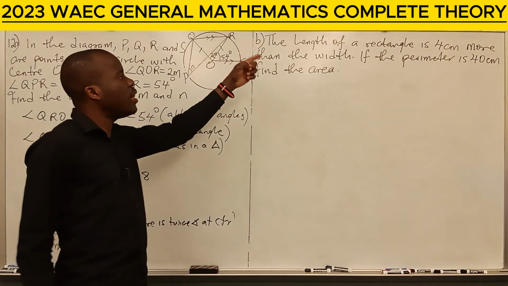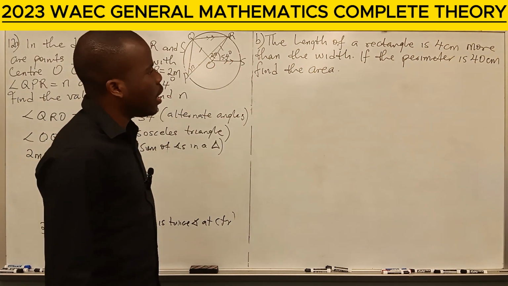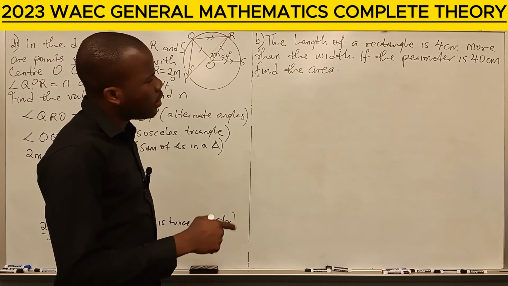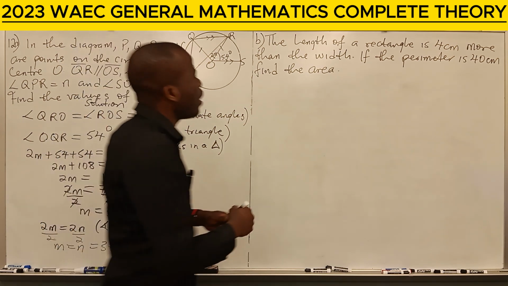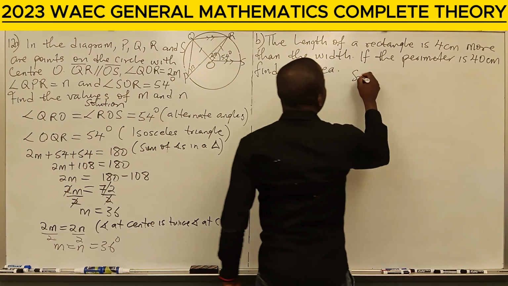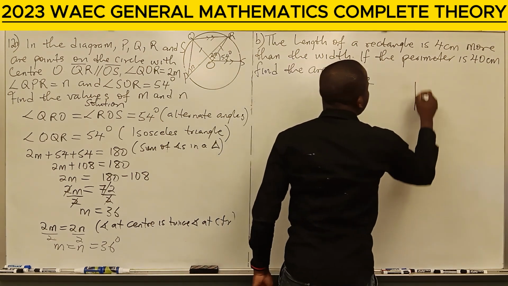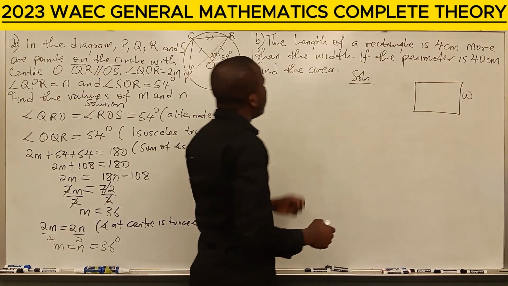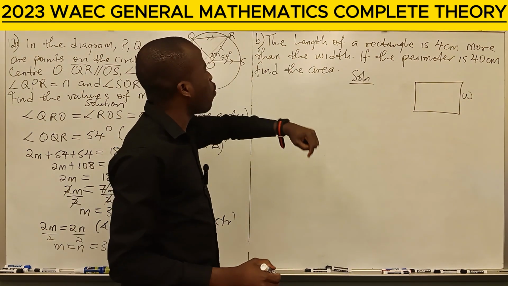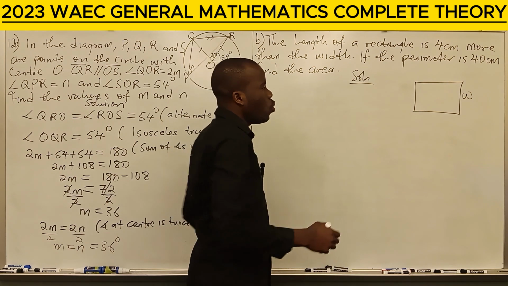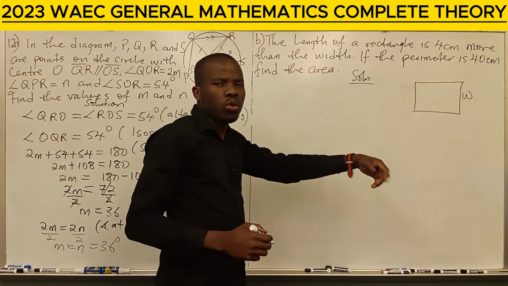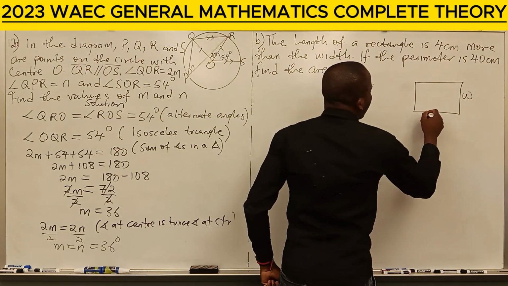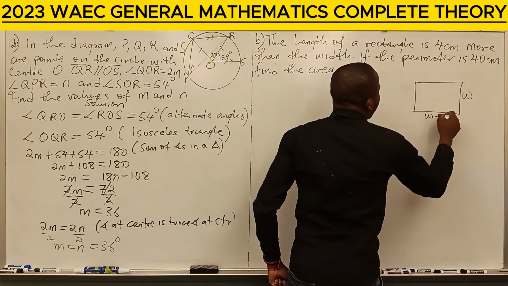B says the length of a rectangle is 4 cm more than the width. If the perimeter is 40 cm, find the area. So let's sketch. If the width is W, the length is 4 more than the width. So when you add 4 to the width, that is the length. So the length will be width plus 4.